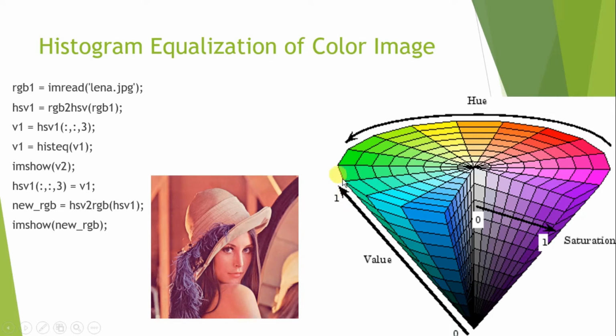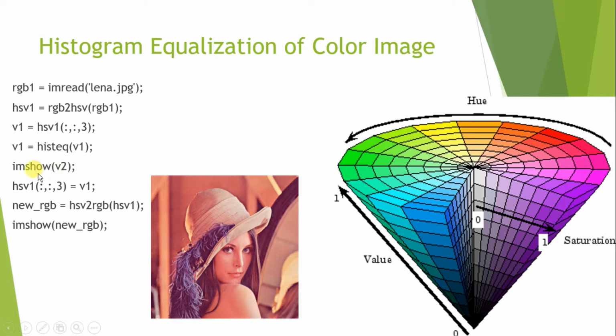Now for that sake, we are first going to read the image with this command. Then we convert it into an HSV format image with this line using rgb2hsv. Then we'll have another variable V1 where we extract from this HSV1 image the third component. :,:,3 will give us only the third vector, that is of value. And then V1 is equal to histogram equalization, or histeq, of V1 itself. So we have converted this RGB image to HSV format, then taken the value out into a single matrix, then done the histogram equalization on the same matrix.